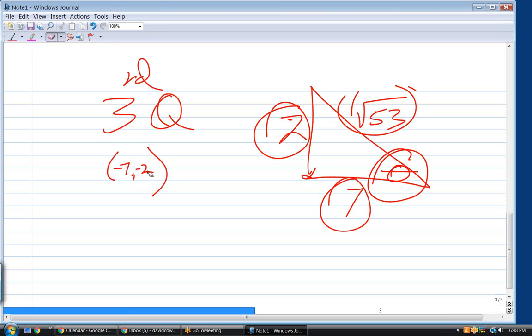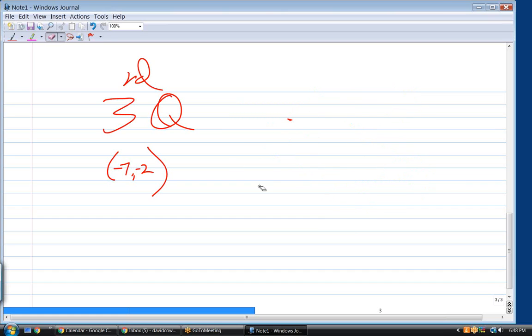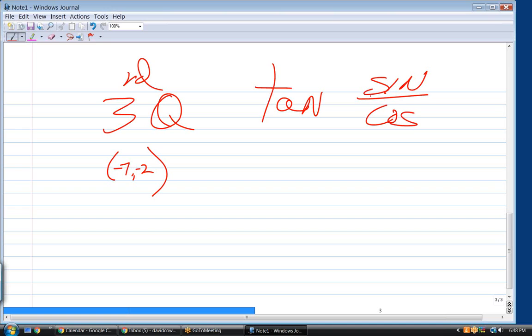Notice why tangent is positive in the third quadrant. Because tangent's equal to sine over cosine, and both of these are negative. So tangent is negative over negative. That's why it's positive.